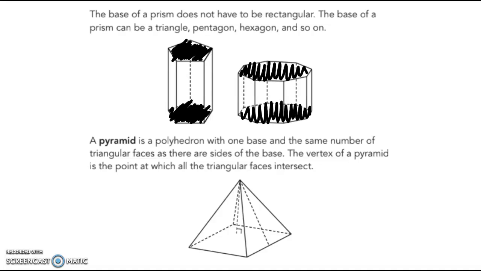And then we have a pyramid, and that's a polyhedron with one base and the same number of triangular faces as there are sides of the base. So on this one down here, the shape for the base is a rectangle. Rectangle has four sides, so there's four triangles that go around the side of the base. And then the vertex of a pyramid is the point at which all the triangular faces intersect. So this is this top point right here.